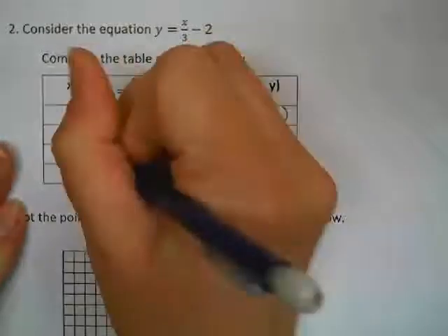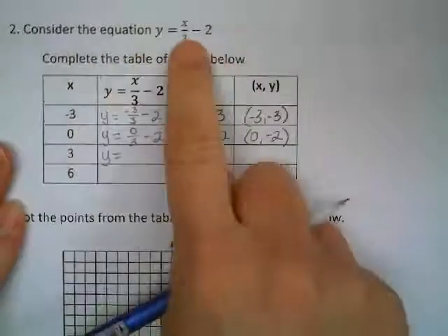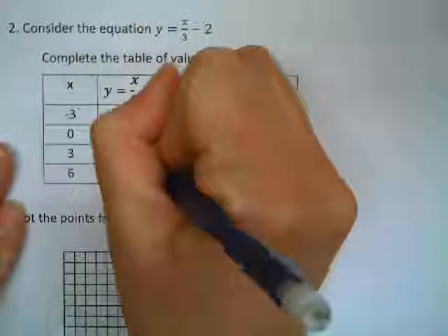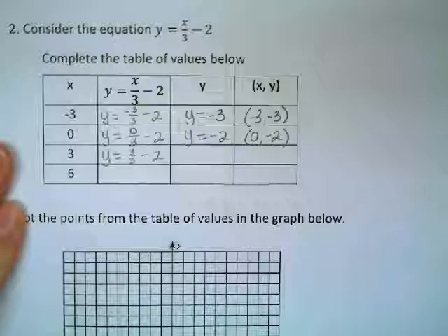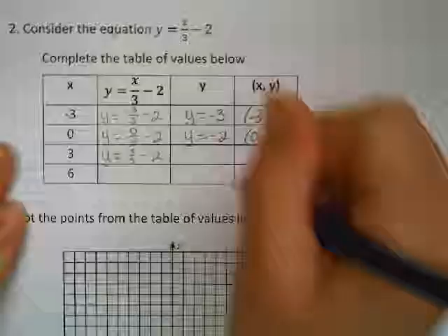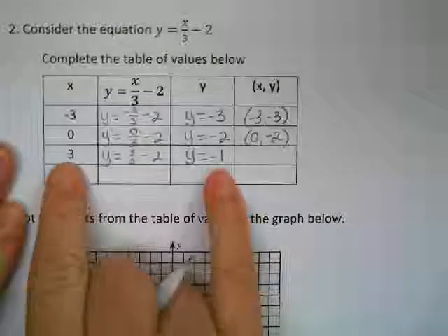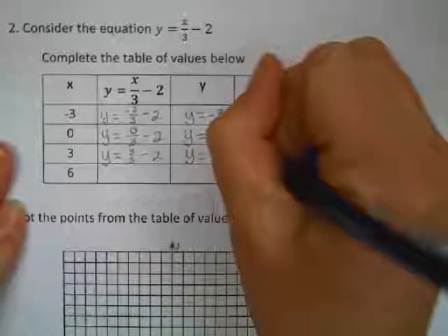If x equals +3, then I'm going to plug in +3 for x. So I'll have +3 over 3 minus 2. And that gives me a y value of -1. So my ordered pair is 3, -1.